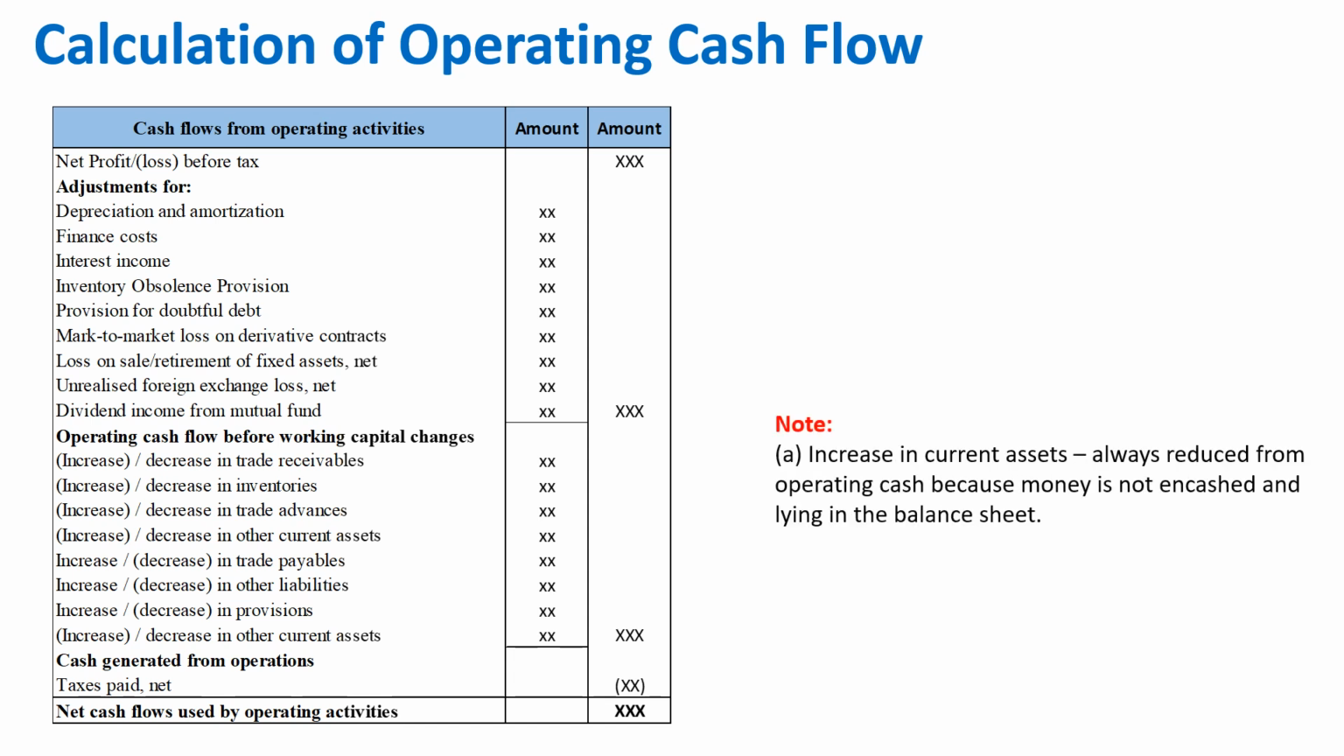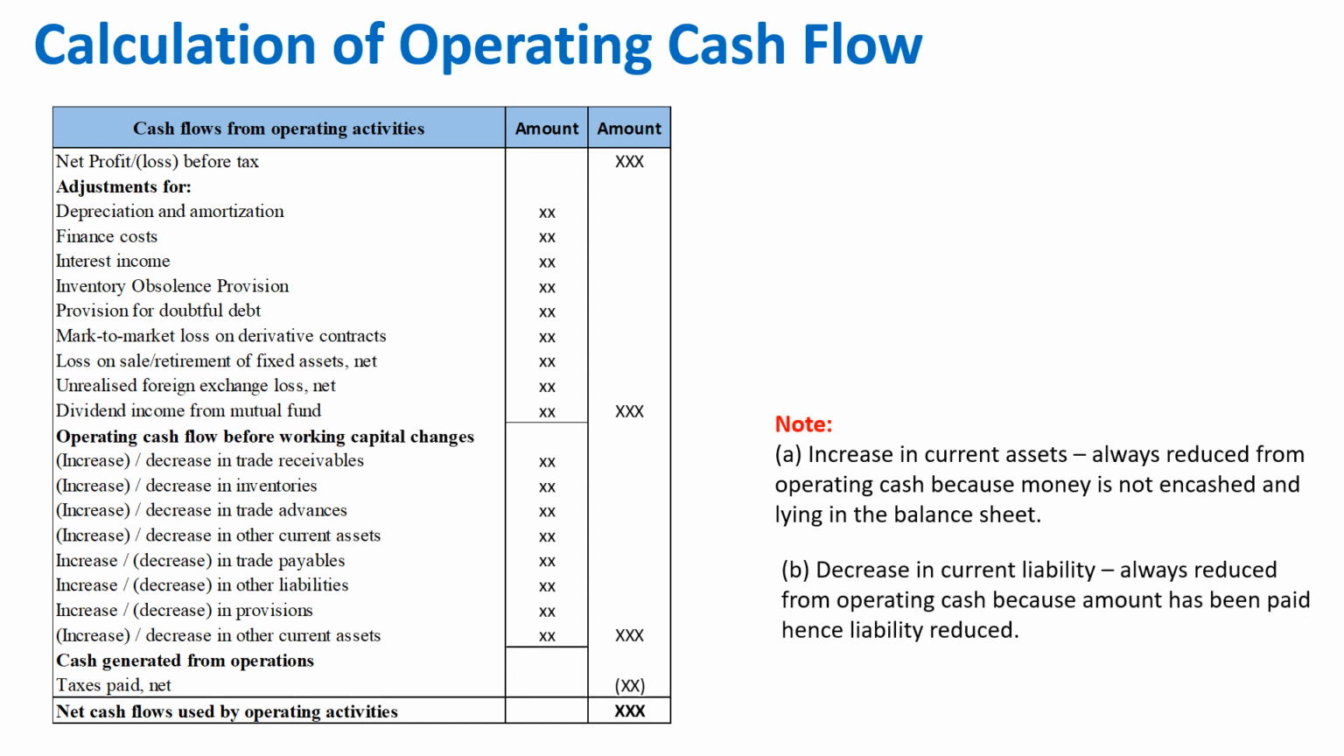A few things to note here, and many people get confused, so I'm going to clarify. Increase in current assets always reduces operating cash, right? You can see on the left side, increase is in brackets, that means to be reduced, and decrease means positive. So the question is, when there is an increase in trade receivables, increase in inventories, why does it have to be reduced? Because the money is not encashed, it is lying in the balance sheet. If the inventory has increased, that means the cash is in inventory, right? You have not encashed. You can encash only when you sell to the customer.